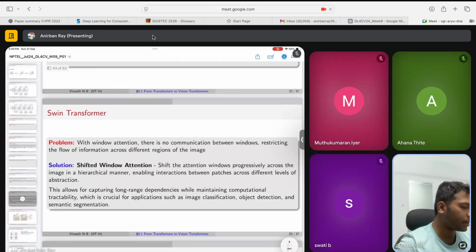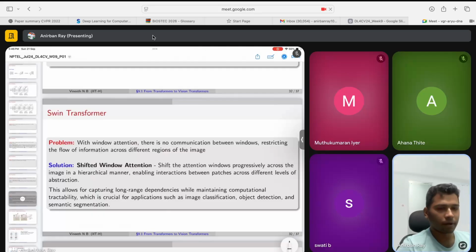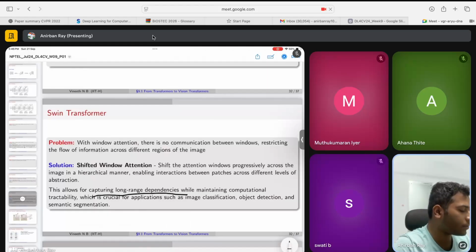And exactly what is that? Shift the window attention progressively across the image in a hierarchical manner, enabling interaction with the patches across different levels of abstraction. So they're shifting the windows, and that leads to attention between different patches, which did not happen without shifting. So this helps in capturing long range dependencies while maintaining computational tractability. It is crucial for applications such as image classification, object detection, and semantic segmentation.